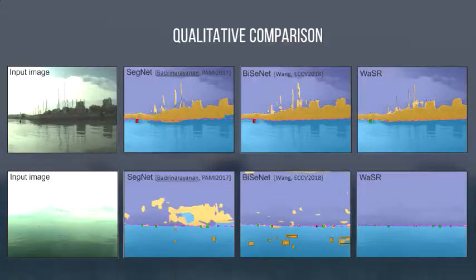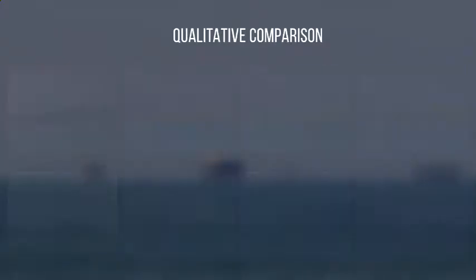Here are some qualitative examples of the top 3 performing networks. In the first row, we can observe that our network is capable of detecting a buoy surrounded by sun glitter and environmental reflections, while other networks aren't. In the second row, we can see that WaSR detects significantly less false positives in the presence of haze.